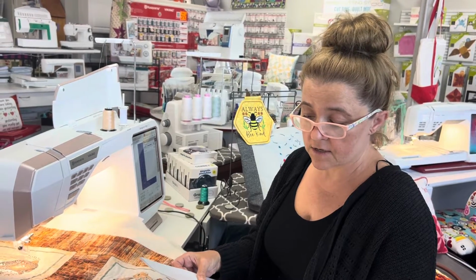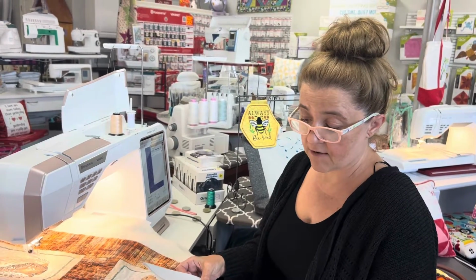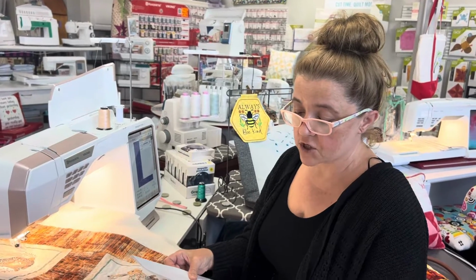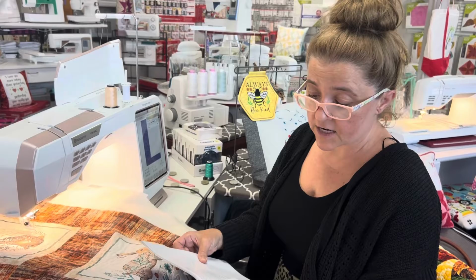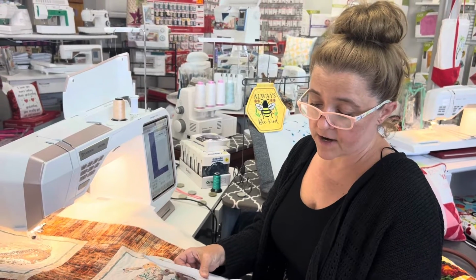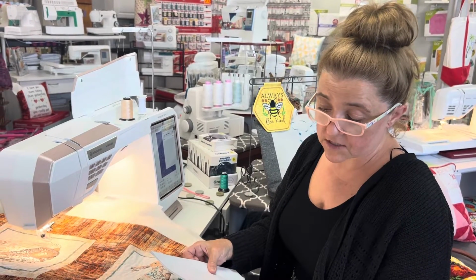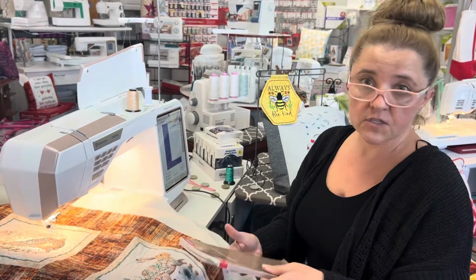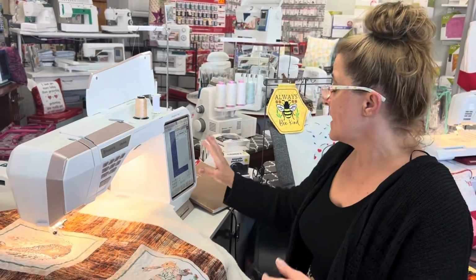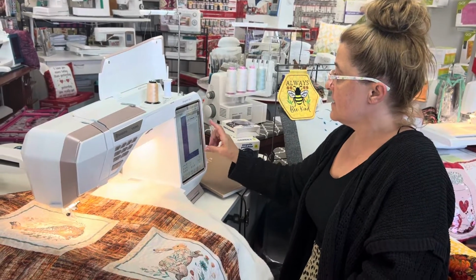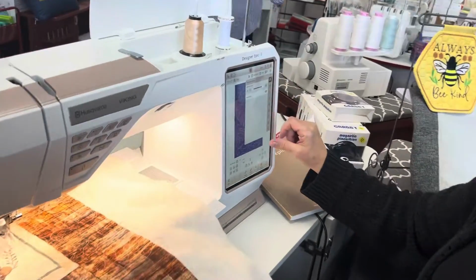The projector has a projection area of 4 inches by 2.4 inches in front of the needle. If the embroidery design is larger than that projection area, the part of the design that fits inside the projection area is shown on the fabric. So what does that mean for me? That means that I can, here's my design here, I can turn on projection.